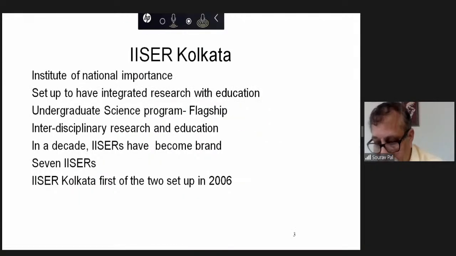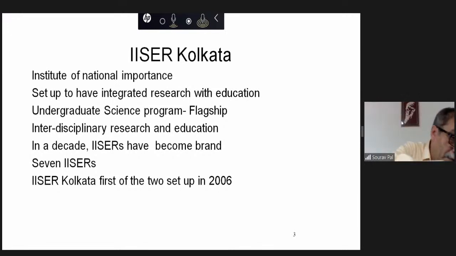Let me first say that IISER Kolkata is an institute of national importance. I'm sure IISER Kolkata has been introduced well in this workshop. It was set up to have integrated research with education. Its undergraduate science program is the flagship program, called the BSMS program, which is basically a 5-year program leading to a master's degree. The program focuses on interdisciplinary science and education.